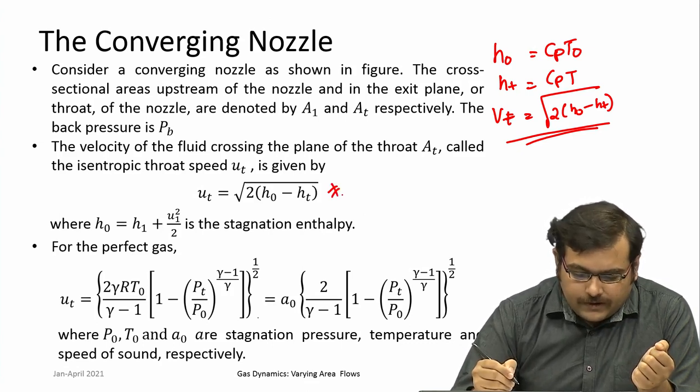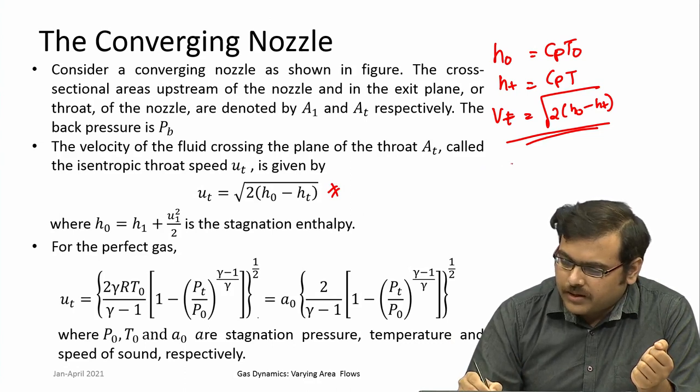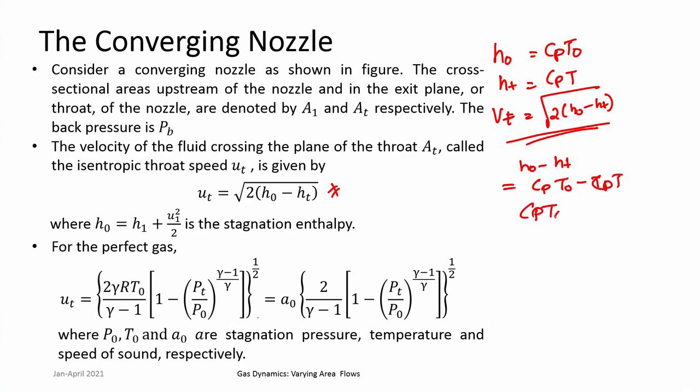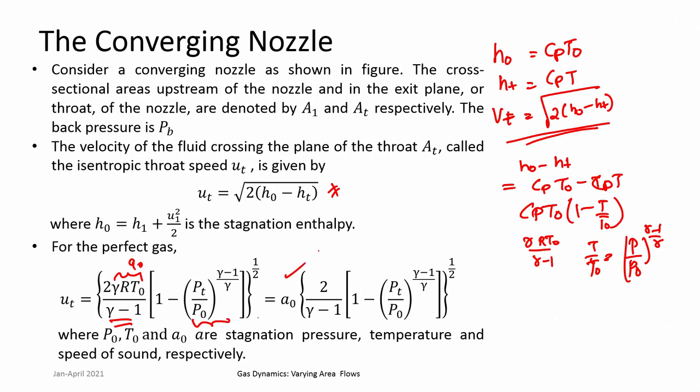Now further on, H0 minus HT you can express as Cp T0 minus Cp T, and taking Cp T0 out, this is 1 minus T by T0. And Cp is gamma R by gamma minus 1. So that's how this term gamma R T0 by gamma minus 1 comes about. And it's an isentropic flow, so T by T0 can be expressed in terms of P by P0 to the power gamma minus 1 by gamma. So that is how this term comes, PT by P0 to the power gamma minus 1 by gamma. You can also use the fact that gamma R T0 is a0 squared. So you get this particular equation.